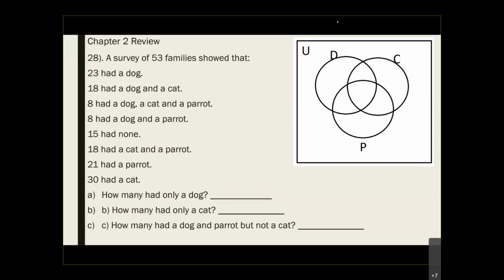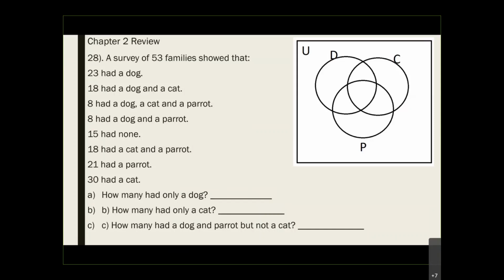We need to have the Venn diagram, which for me has D for dog, C for cat, and P for parrot, right? When you construct the Venn diagram, reminder, the first thing is we need to start in the center, right?